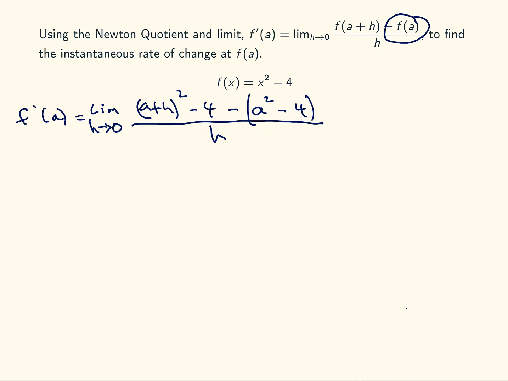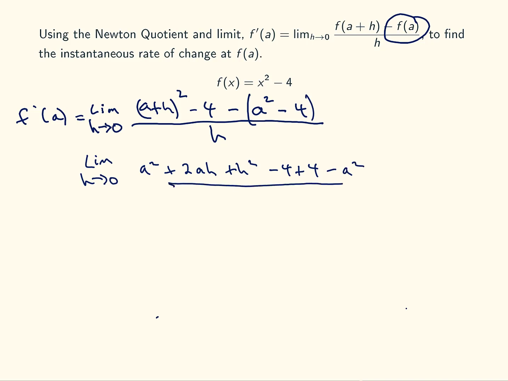So let's go ahead and expand the numerator. We're going to have the limit as h approaches 0 of a squared plus 2ah plus h squared. Notice we have a minus 4 here and a plus 4, so those are going to cancel each other out. And we've got a minus a squared. And so this whole thing is going to be divided by h, our change in x, and we can simplify. The a squared is going to disappear, and the 4s are going to sum to 0.